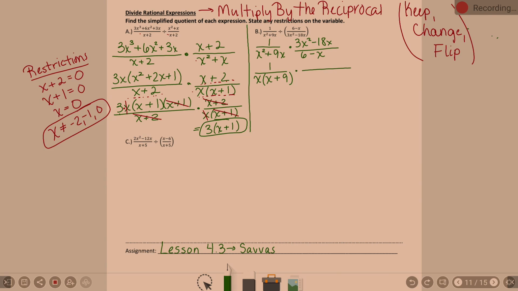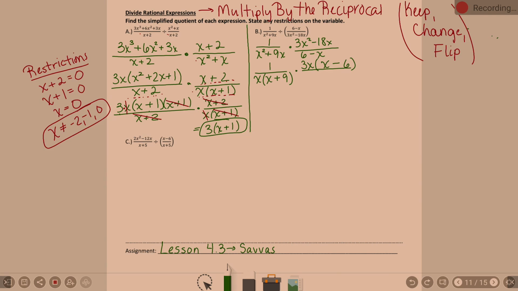3x squared minus 18x. 3 and 18 both divide by 3, and both terms have an x. So let's factor out a 3x. 3x squared divided by 3x is x, minus 18x divided by 3x, 6. Now, 6 minus x. Anytime I see that, I know there's a catch.